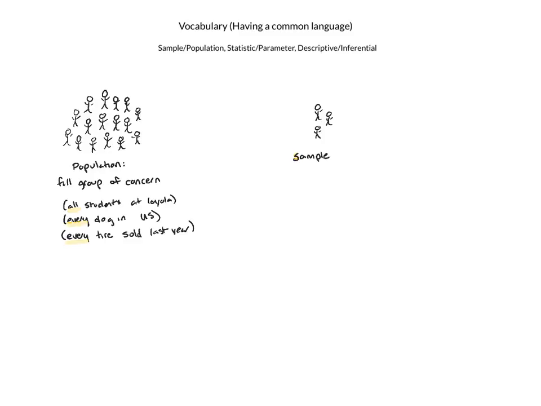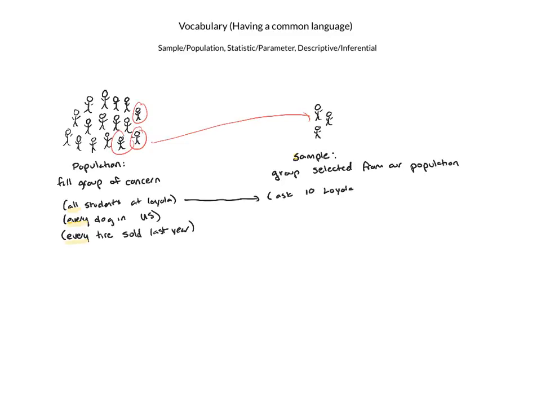a sample. A sample is a group selected from a population. That is, I want to know about this large group over here, but I can't survey all of them. I can't ask all of them a question. So what I do is I select a couple of them, pull them aside, and ask them. So that's what we call a sample. It's a group selected from our population. For instance, if I want to find out about all students at Loyola, I might ask 10 Loyola students. So 10 Loyola students would be my sample.